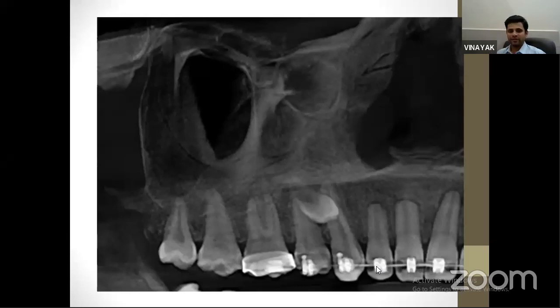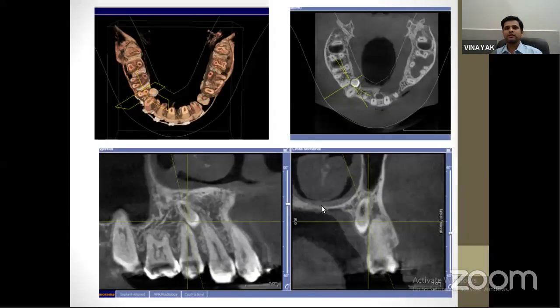For example, if you see this two-dimensional radiograph, there is an impacted premolar, right? There's a premolar over here, but we don't know whether it is labially placed or palatally placed, and whether it is touching the teeth or away from them. But if you take a CBCT scan, here you can make out that it is palatally placed, and it is in contact with the tooth. It is touching the tooth. So this can be seen in a CBCT scan.